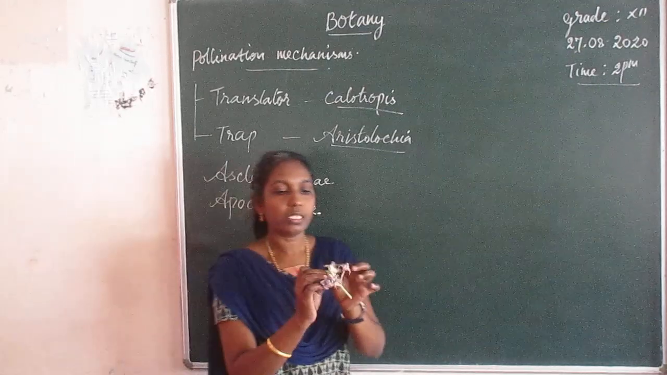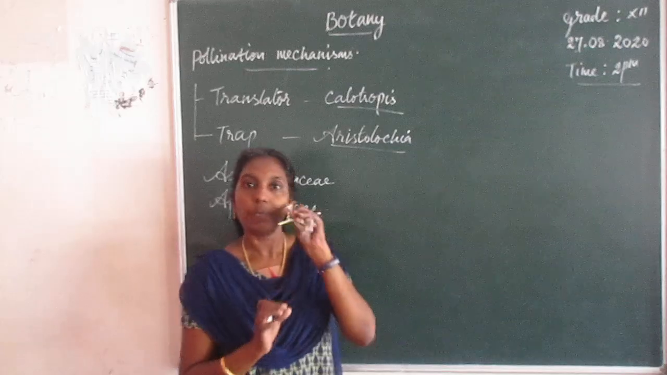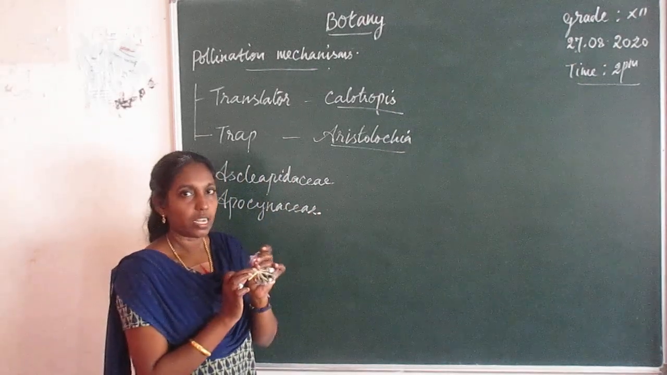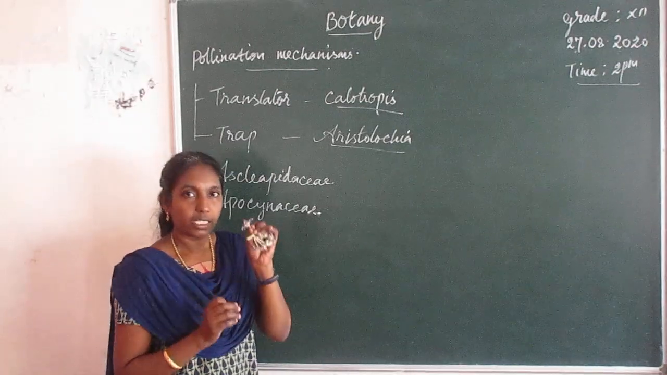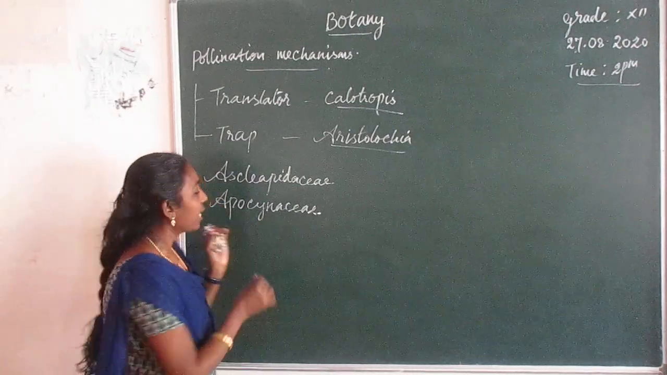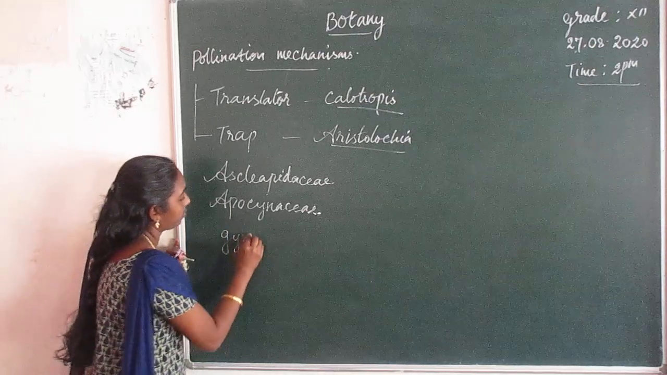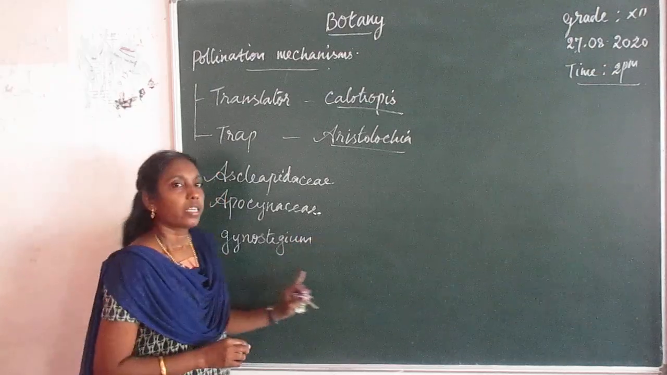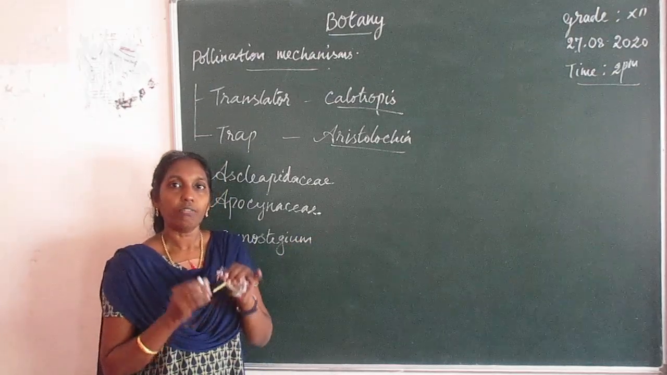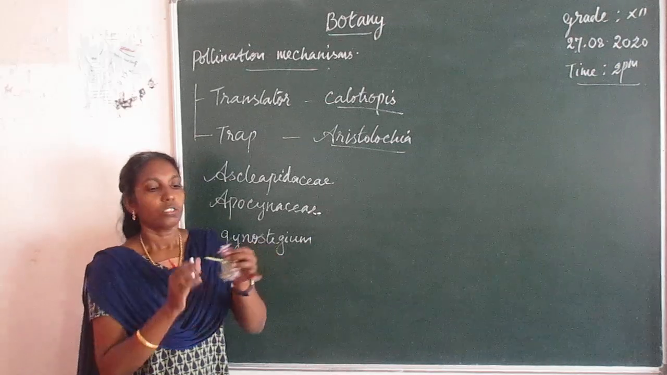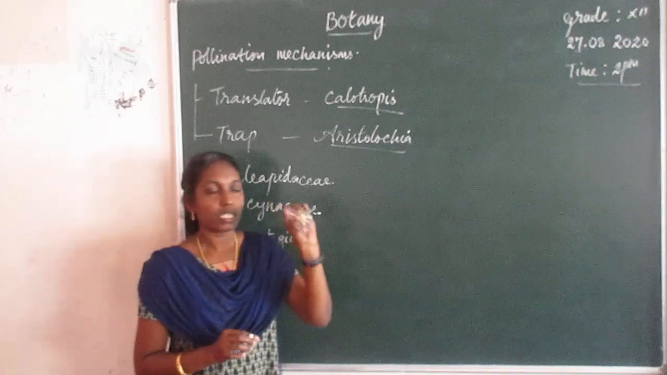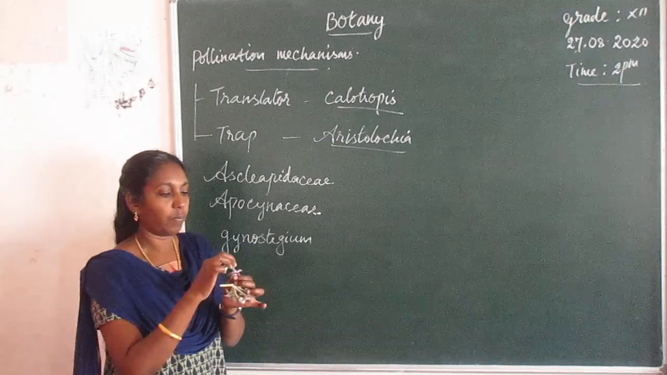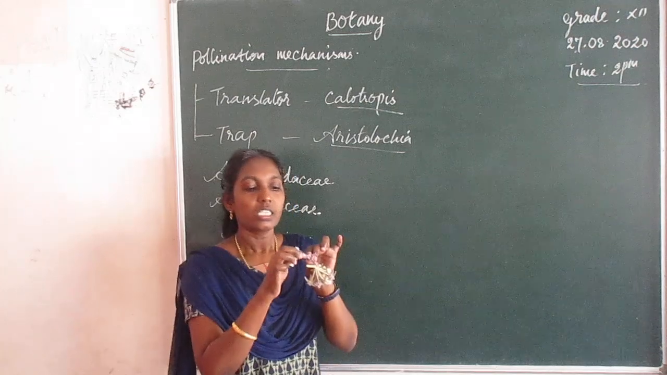When you observe this flower, it is bisexual, which produces androecium and gynoecium. So this is the bisexual flower which produces gynostegium. Gynostegium is the association of androecium with gynoecium. So this flower is a gynostegious flower. In this, there are 5 stamens. At the tip region, this is the stigma.